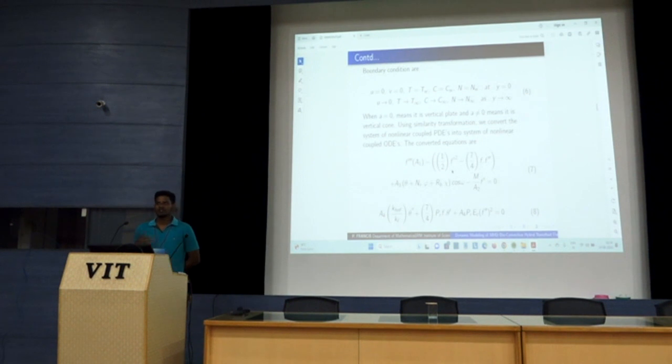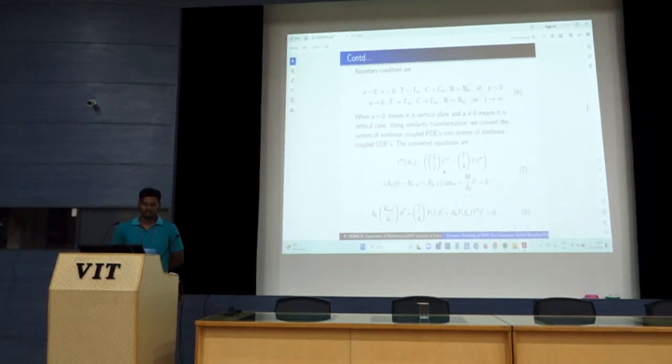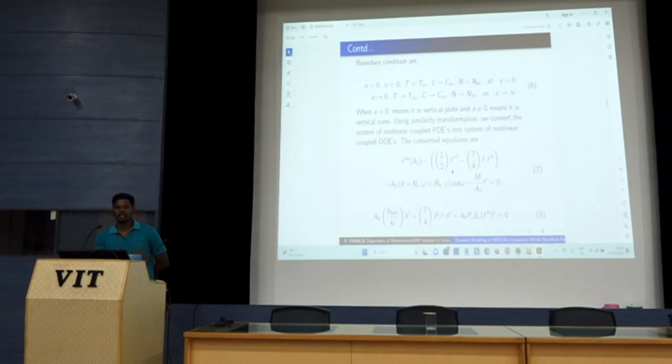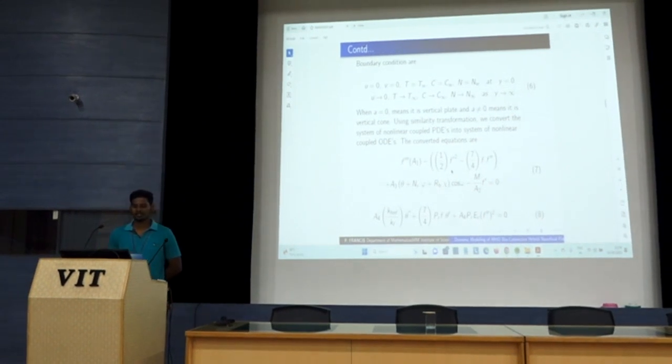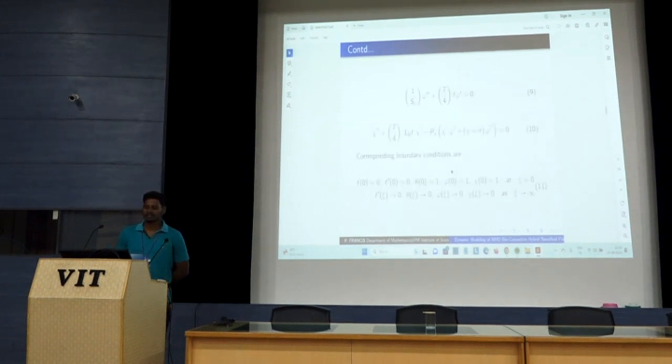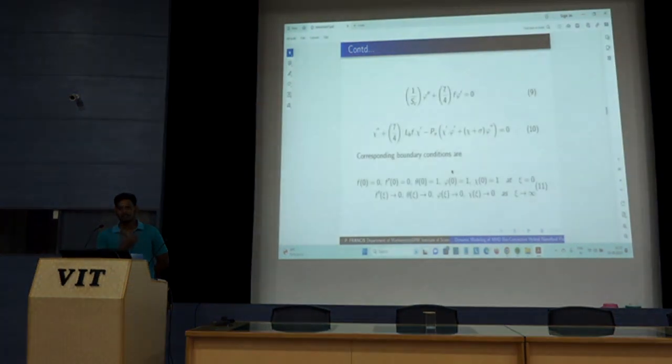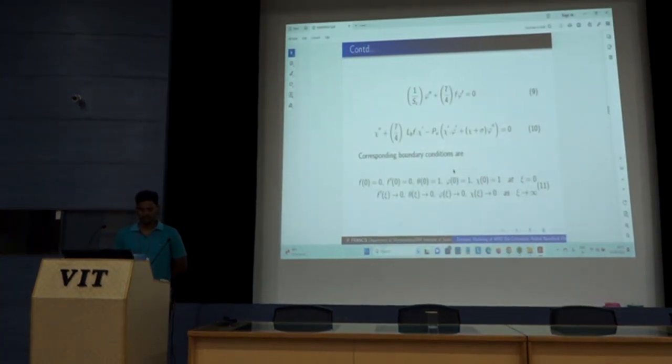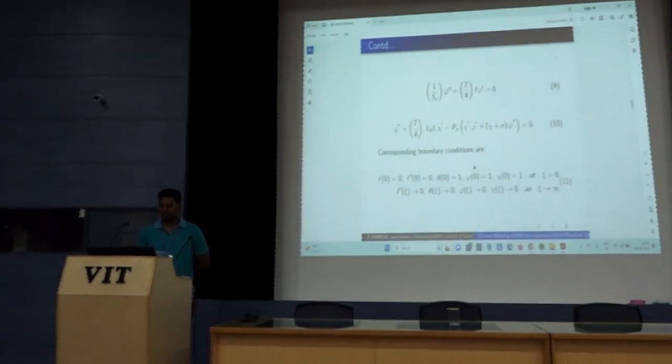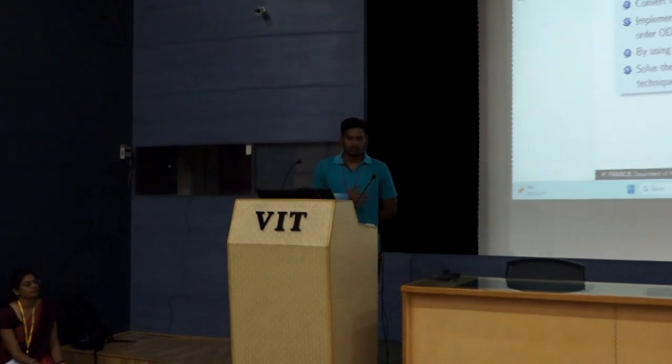For numerical investigation, I am converting the system of nonlinear coupled PDEs into a system of nonlinear coupled ODEs. I am familiar with ODEs, so I am going for ODEs. We could also solve the PDEs directly using finite differences. I convert the PDEs into ODEs by similarity transformations. After the similarity transformation, we get equations 7, 8, 9 and 10. These are the converted equations for the governing equations, and the corresponding boundary conditions are given in equation 11. Numerical investigation.